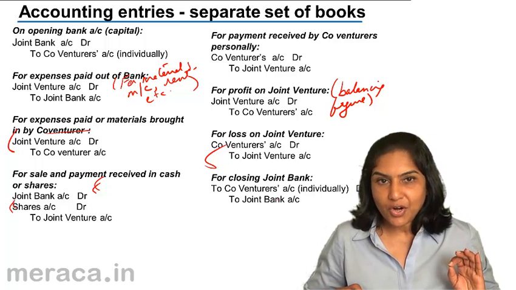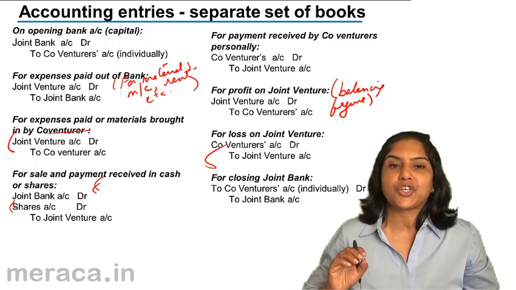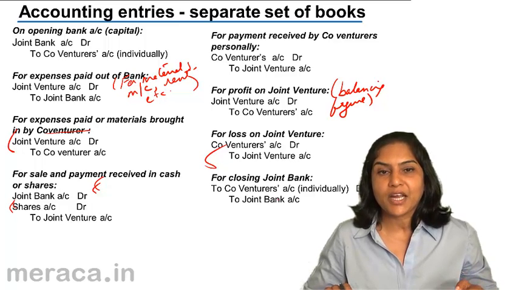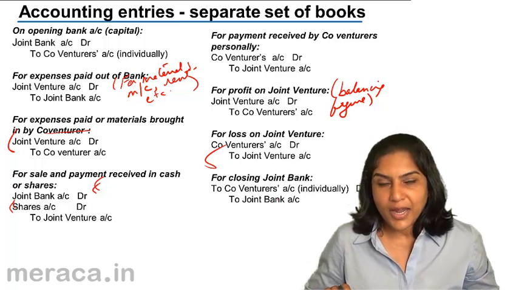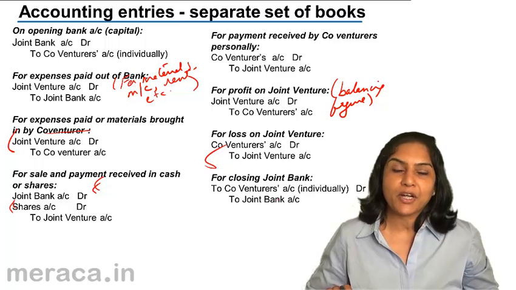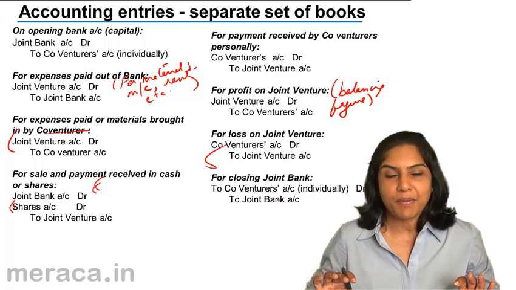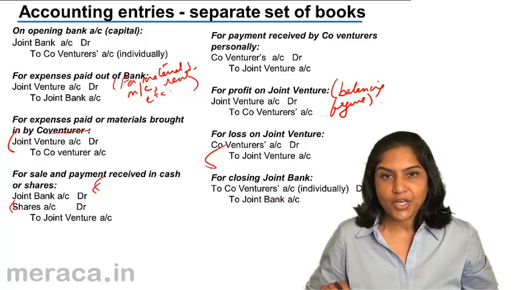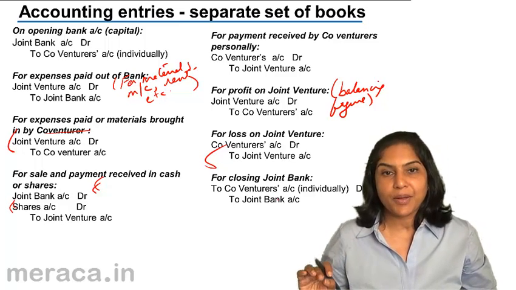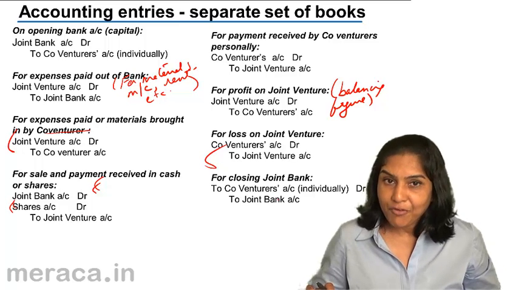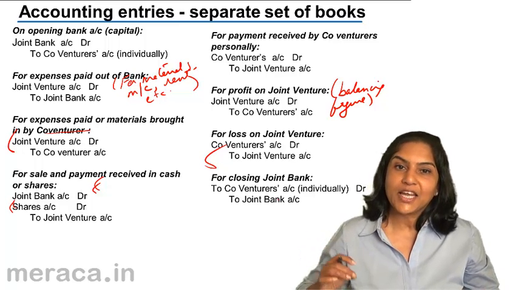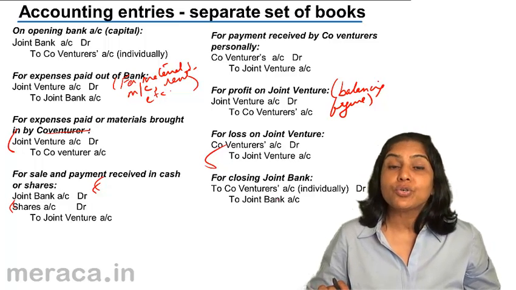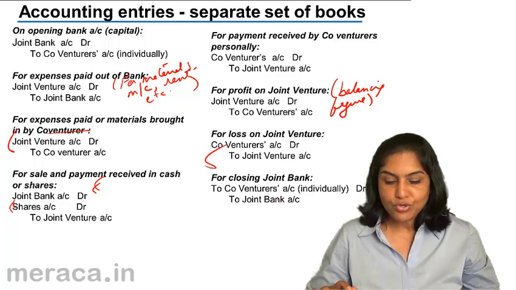So joint venture account debit to joint bank if check is issued for meeting of expenses, buying of machinery, buying of material, buying of equipment, payment of salaries, payment of rent, etc. Whatever payments are made, if it is by issue of check from the joint bank, then it is joint venture account debit to joint bank. If these expenses are met by any co-venturer personally, then it is joint venture account debit to co-venturer's account.